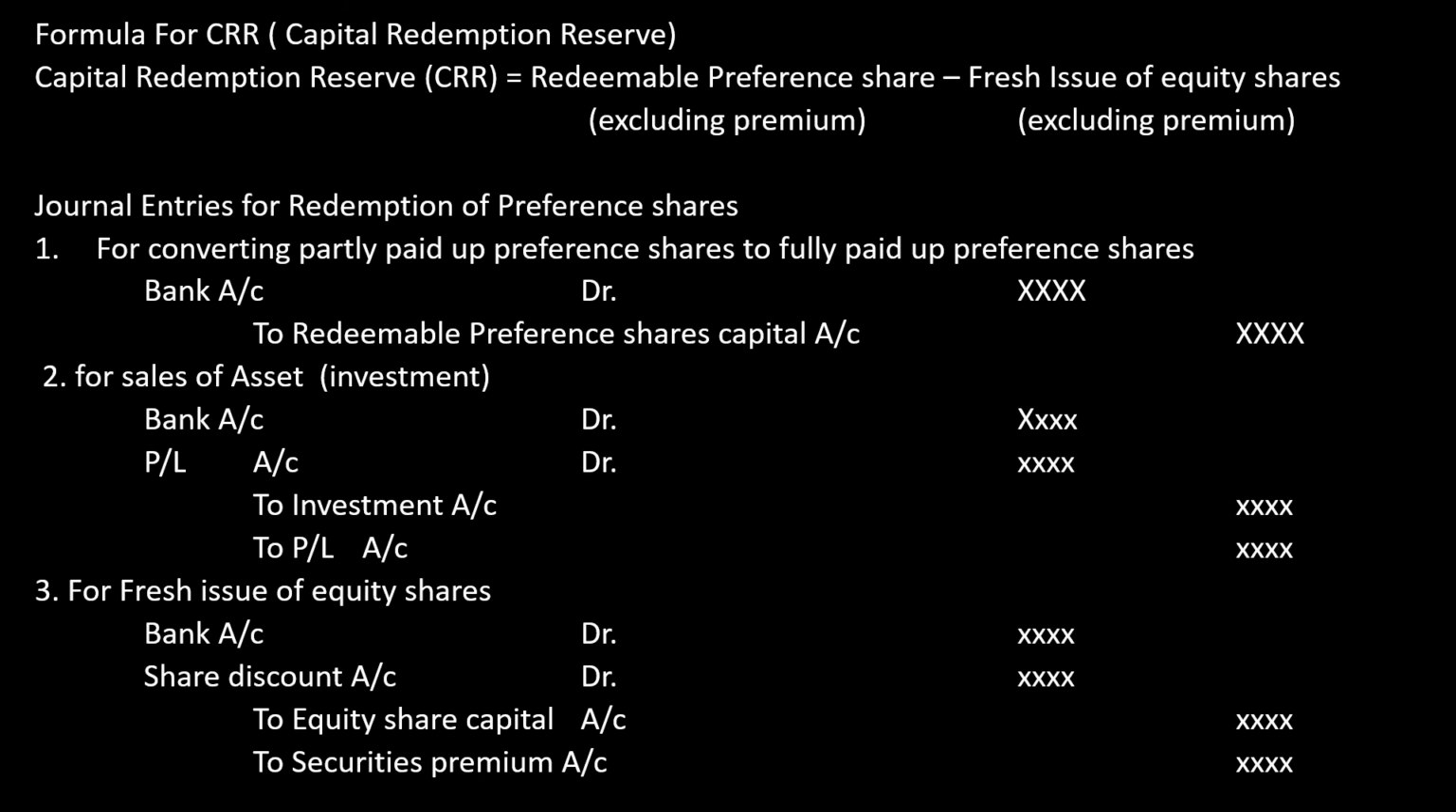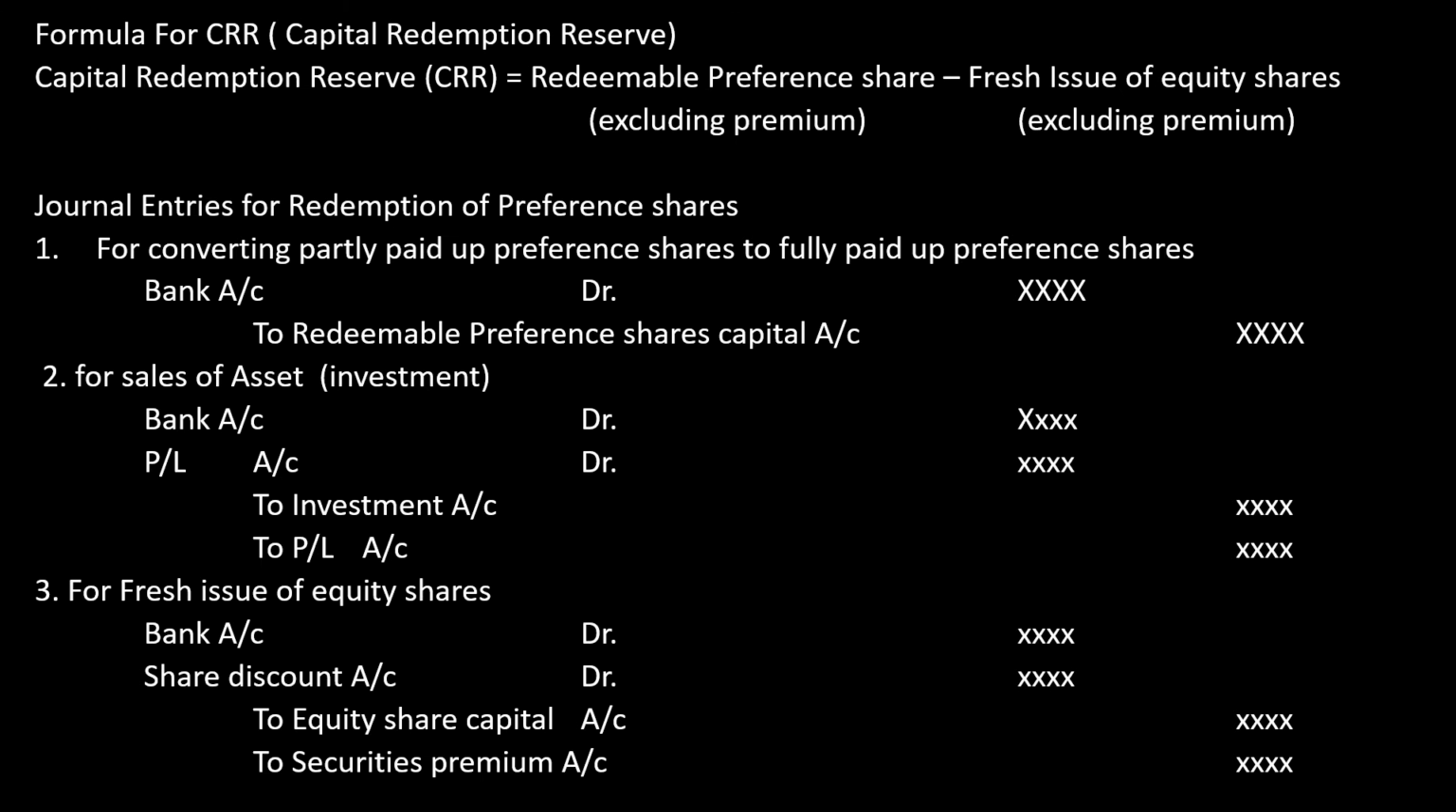The first entry I gave you is only for the purpose of converting partly paid up preference shares to fully paid up preference shares, because the basic condition is that if there is any partly paid up preference share, you cannot redeem those shares. So you should convert them to fully paid up. Only then can you make the redemption. That is the first entry: bank account debit to redeemable preference share capital account. This entry is applicable only if there are partly paid up preference shares. If the sum says that the preference shares in the balance sheet are fully paid, then this entry is not required.